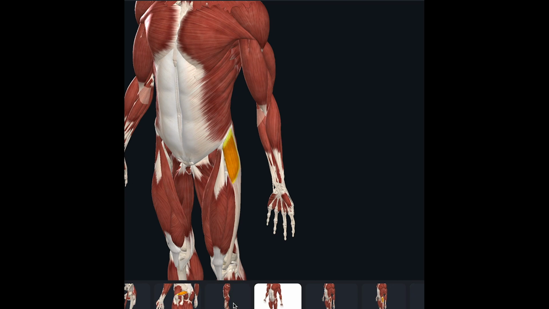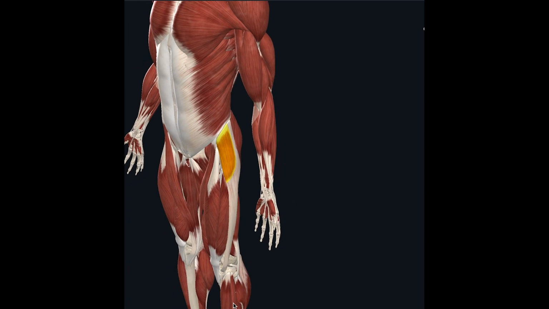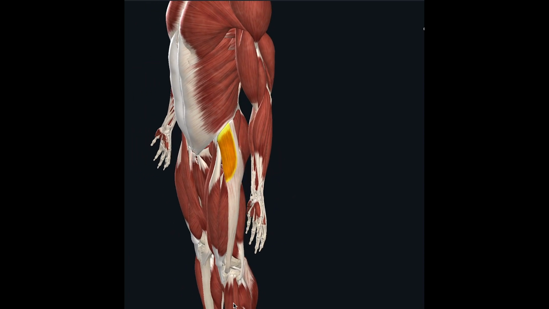So number 9 is, what is this muscle that is highlighted? Its origin is up on the iliac crest and the anterior superior iliac spine, and its insertion is on the iliotibial tract. Again, number 9 is, what is this muscle?